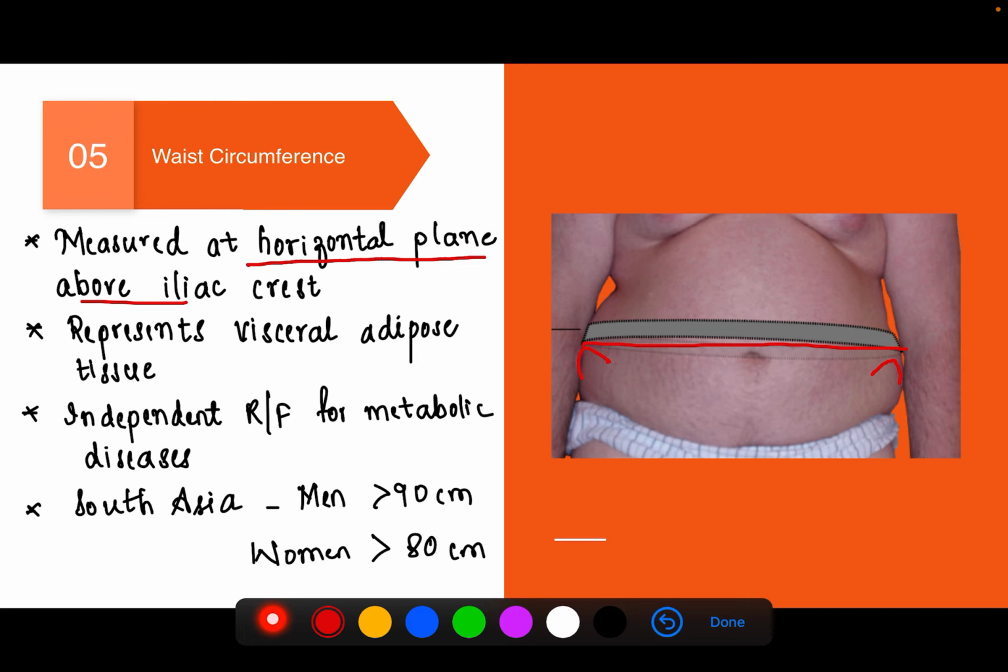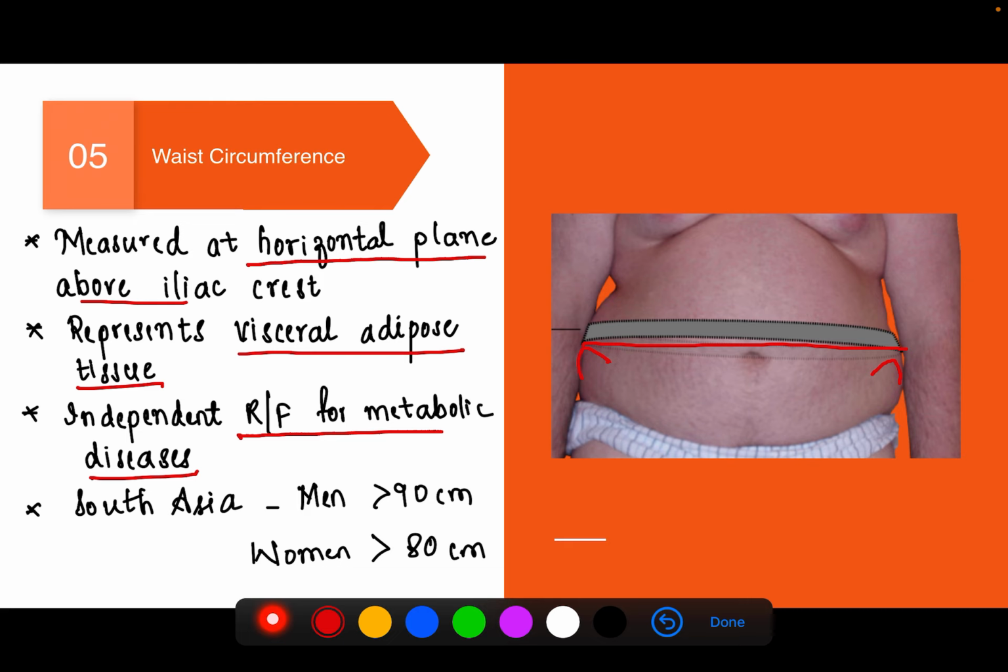Waist circumference is a surrogate marker for visceral adipose tissue. So if the abdominal waist circumference is high, it means that the visceral adipose tissue is also high. So this is an important risk factor for metabolic diseases. Imagine a patient is obese, the BMI is high. Because the BMI is high, he is more prone to diabetes or the metabolic diseases. In addition to BMI, if his waist circumference is also high, then the risk increases further for metabolic diseases. They are independent risk factors.